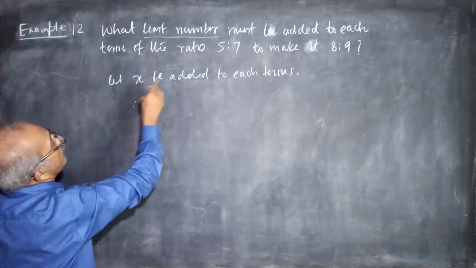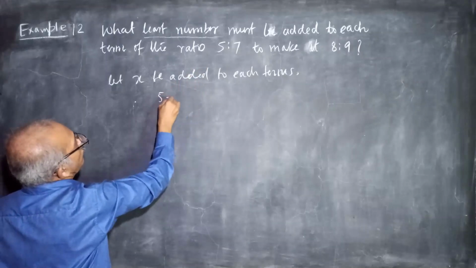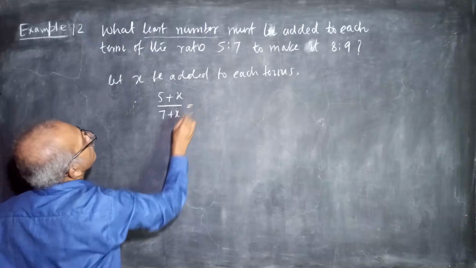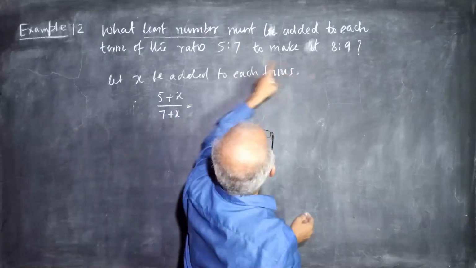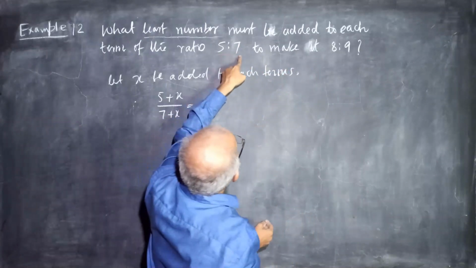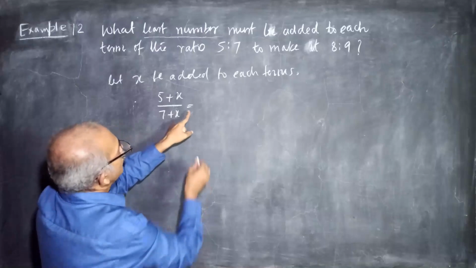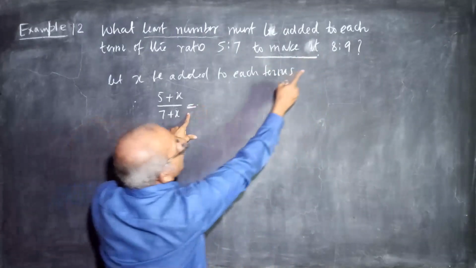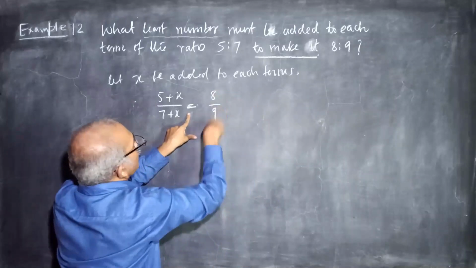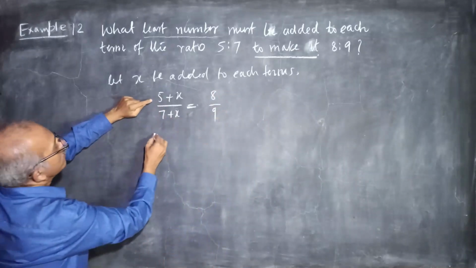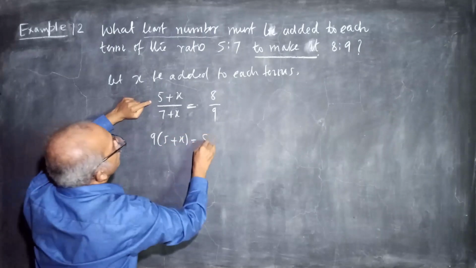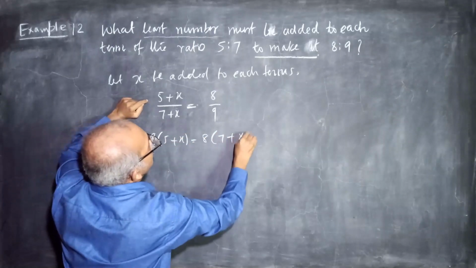Therefore, we add it to this ratio, that is 5 plus x divided by 7 plus x. To each term means the first term as well as the second term, we should add x. To make it equal to 8 by 9. Now we shall cross multiply. So 9 into 5 plus x is equal to 8 into 7 plus x.